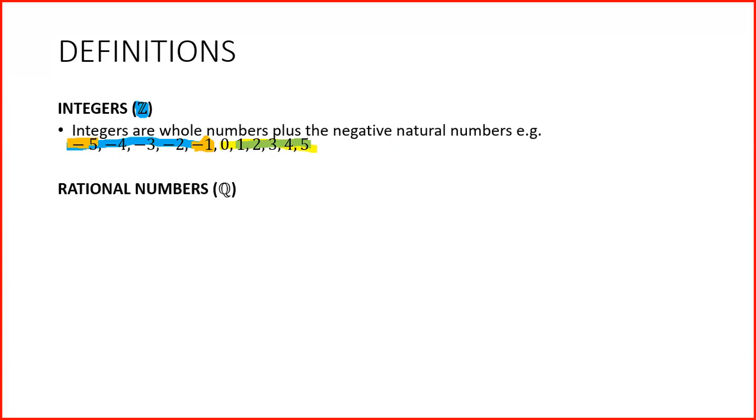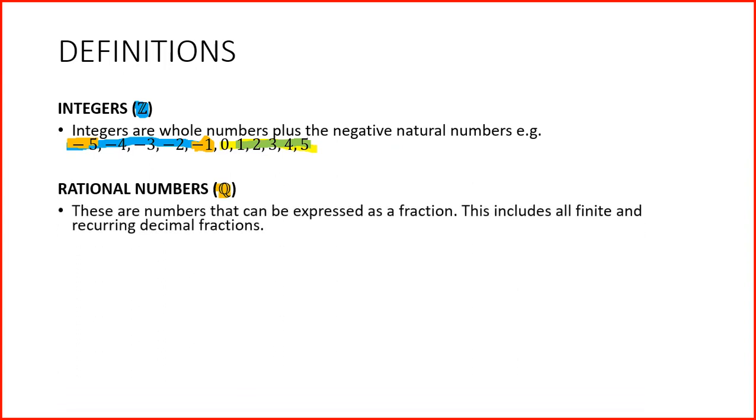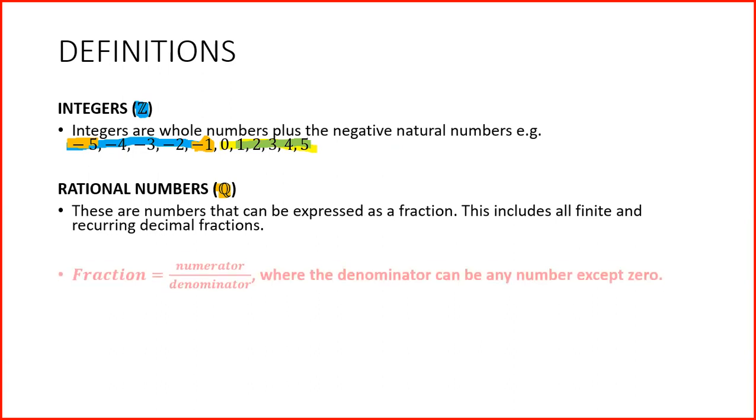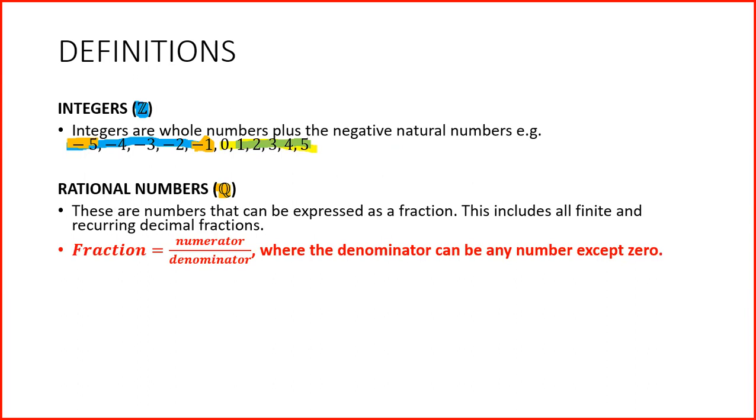Then we'll have rational numbers, represented as Q. What are rational numbers? These are numbers that can be expressed as a fraction. This includes all finite and recurring decimal fractions. I will start by explaining what a fraction is. A fraction has a numerator and a denominator, where the denominator can be any number except zero. And I highlight that the denominator cannot be equal to zero.